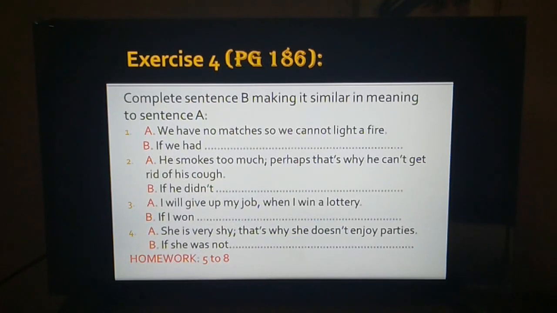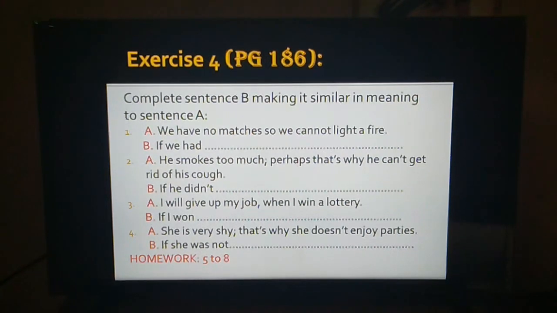And the fourth one is, she is very shy. That is why she doesn't enjoy parties. What's the answer? If she was not very shy, comma, she would enjoy parties. It's very important to use the correct form of the tense in these sentences. That makes them type 1, type 2 or type 3.